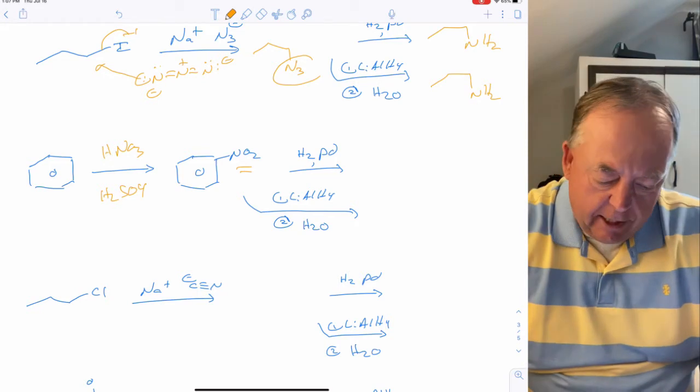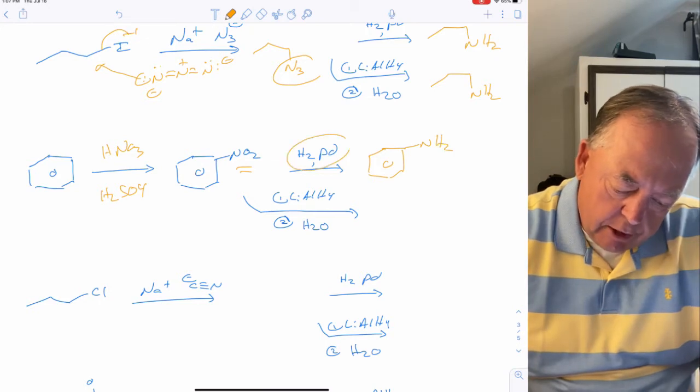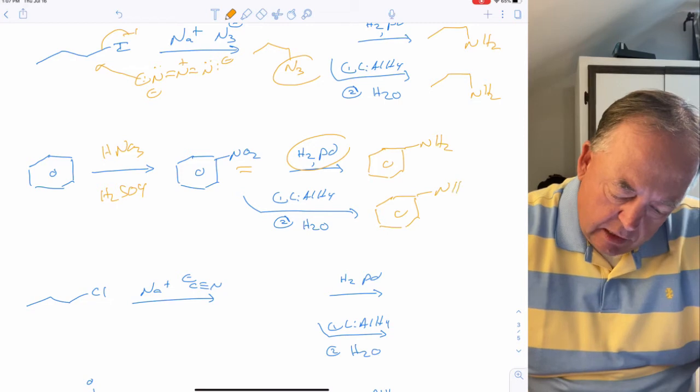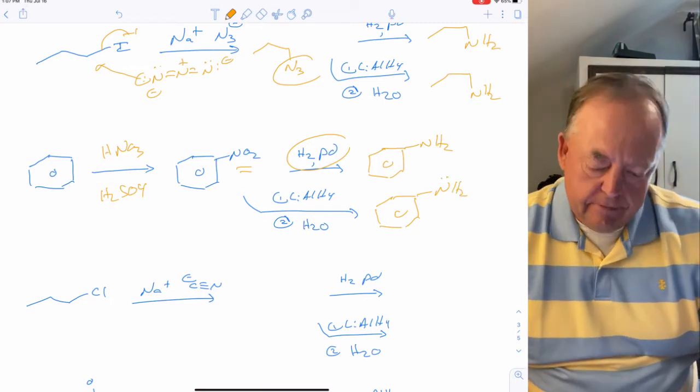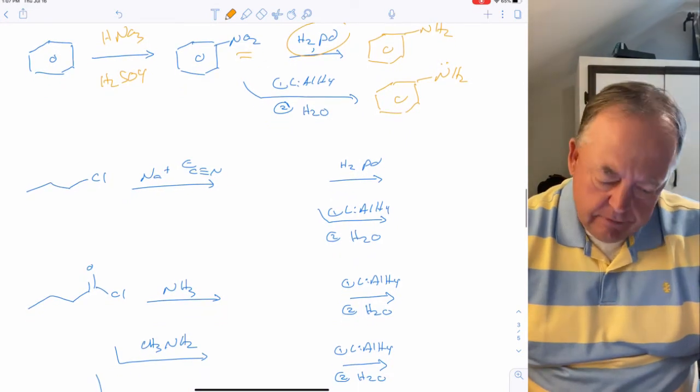H2SO4, and then once you have the nitro on the ring, you can reduce it to NH2 with H2 and palladium, or lithium aluminum hydride. A variety of reducing agents will do that. But those would be the couple that I expect you to know.